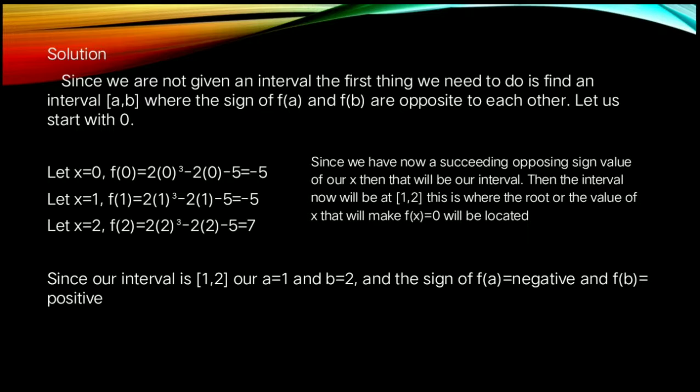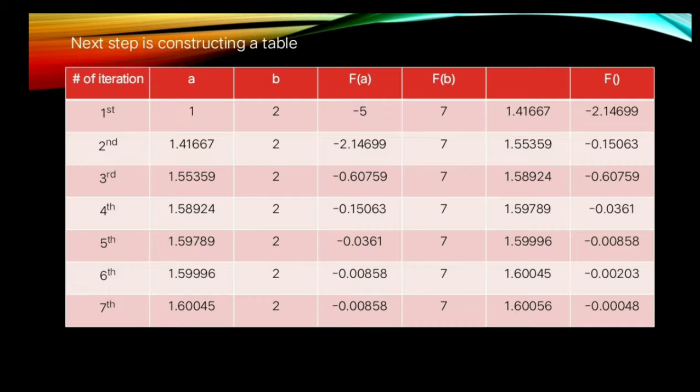Since we now have succeeding values of x with opposite signs, that will be our interval. The interval now will be 1 and 2. This is where the root, or the value of x that will make f(x) equal to 0, will be located. Next step is constructing a table.